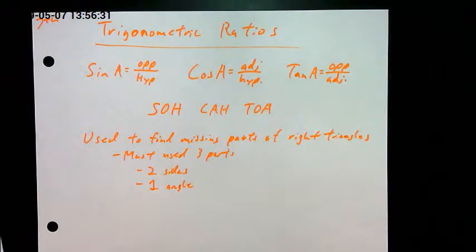Now, out of those 3 parts, 1 of them can be missing. It doesn't matter which part's missing. But as long as you have 2 sides and 1 angle, and out of those 3 pieces, 1 of them's missing, you can use the trig ratios to solve.